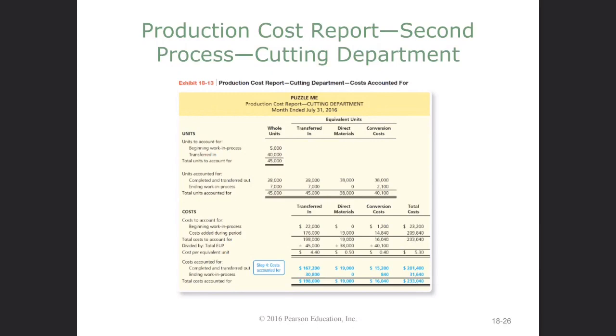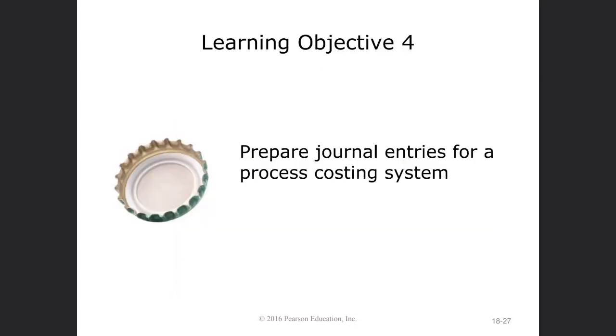And then to get the total cost overall, you're going to add those together. So you'll add your transferred in plus your direct materials plus your conversion cost accounted for, and that's going to give you the total cost accounted for all departments combined. So prepare journal entries for a process costing system.